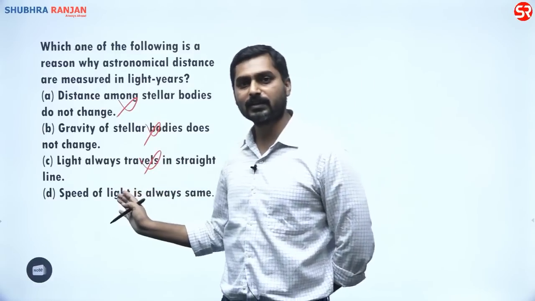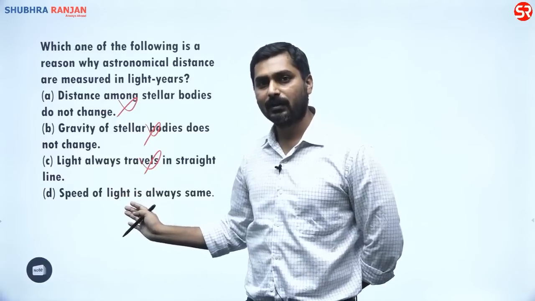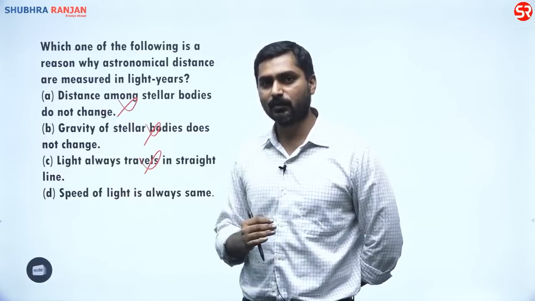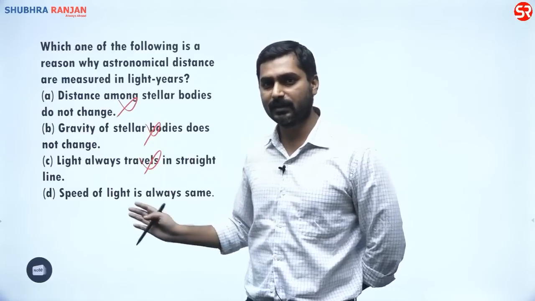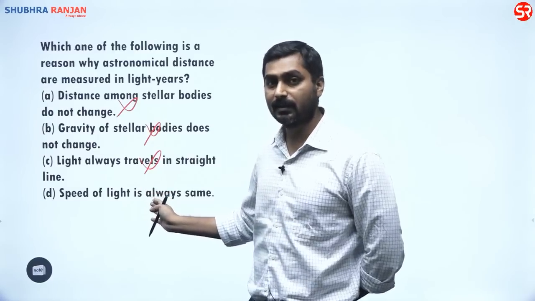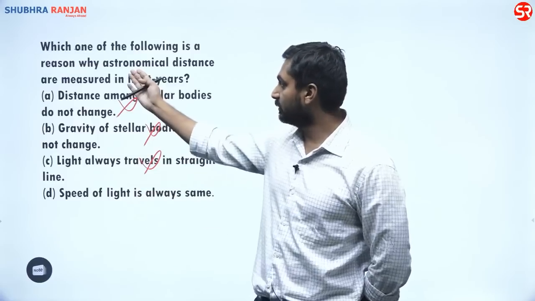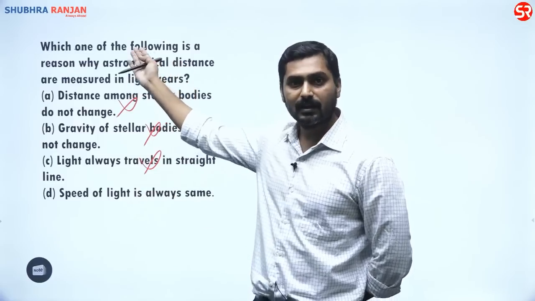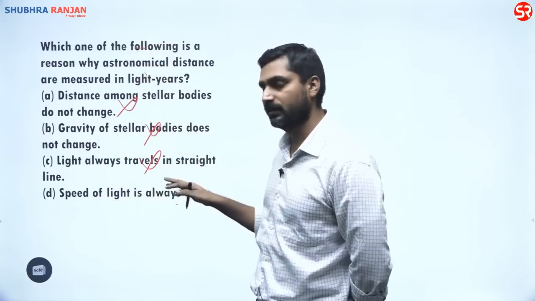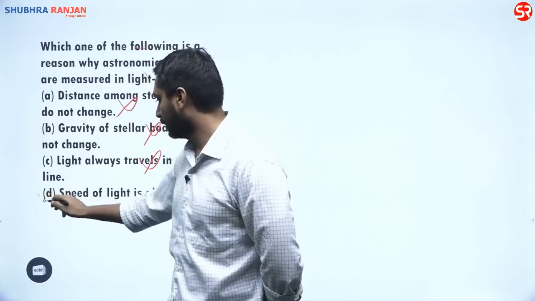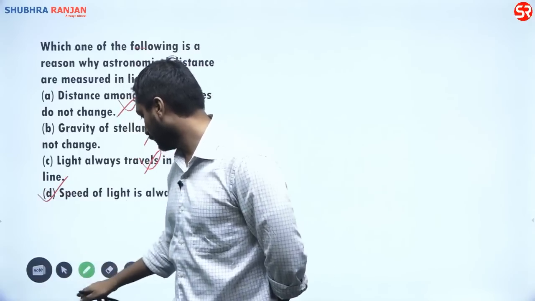Now, speed of light is always the same in vacuum. In case of light passing through water, the speed reduces by 25%. So you need to be aware that the speed of light changes in different mediums. But in case of astronomical distances, we consider that it is a vacuum. So we consider that the speed of light is always the same. So this is the correct answer. Moving on to the next question.